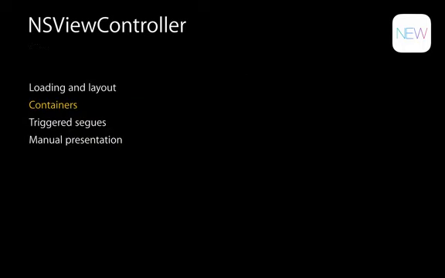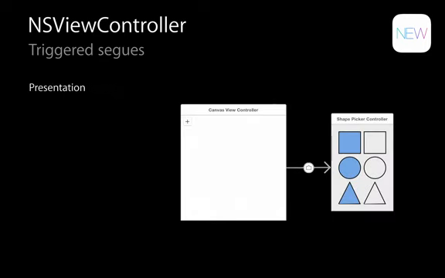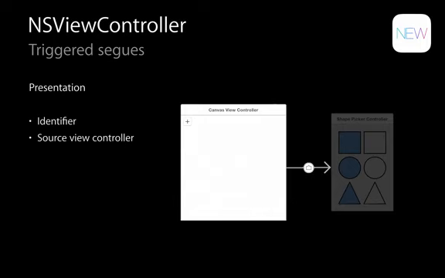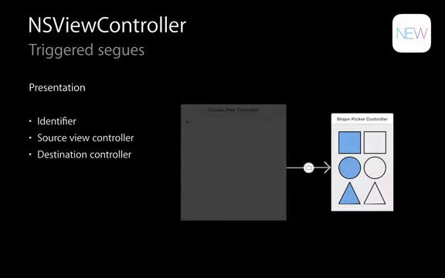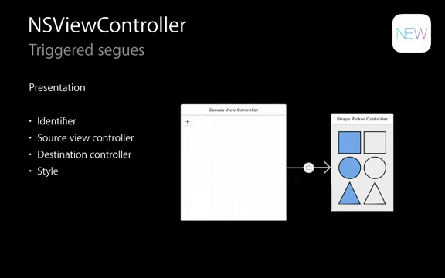There's another type of relationship with view controllers and storyboards called triggered segues. These triggered segues perform a presentation, and a presentation needs to have an identifier so we can find it in the storyboard if needed manually. And it has some source view controller. For example, the canvas view controller in this case is our source to do our shape picker pop-up, a destination controller, which is going to be our shape picker controller, and then a style. And as we did in the demo, the segue style was a popover.